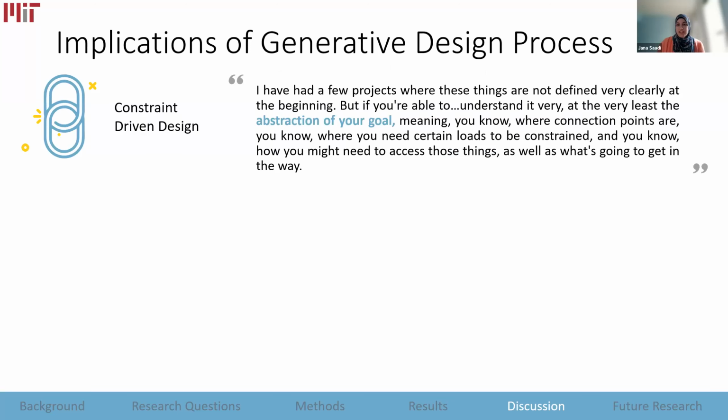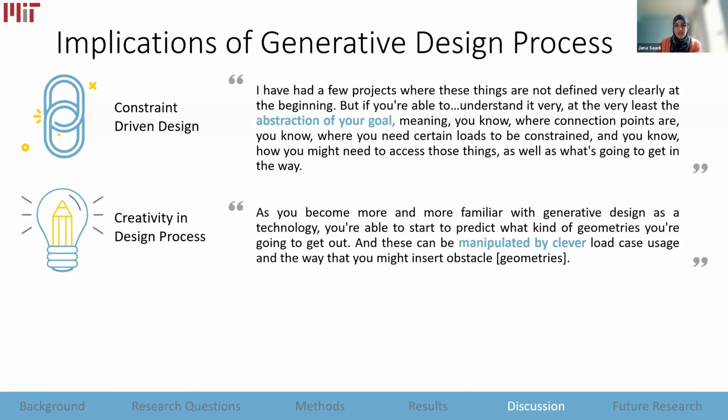So there are several implications of the generative design process that we derived from the interviews. First is that using these generative design tools is, as you can tell, a very constraint-driven process. Instead of thinking about how the shape of an object should look, designers are thinking about the constraints on the shape and everything that has to be around the shape. As one designer said, you need to be able to abstract your goals. So you have to know where your connection points are, what your loads are, where it needs to be constrained, and how you have to access those things, so design for manufacturing and assembly considerations.